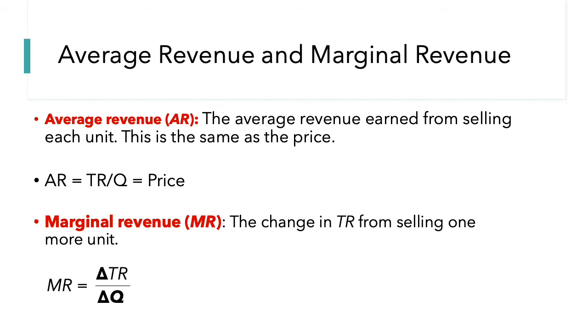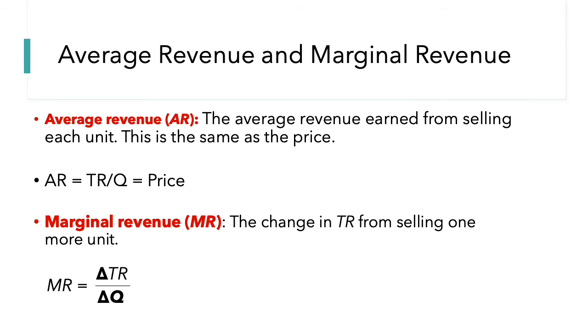A few more definitions of revenues. We have average revenue. Average revenue is just another word for price. This is the average revenue earned from selling each unit, so same as the price: total revenue divided by quantity. Remember, total revenue was just price times quantity. So if you solve for price, you actually get the average revenue, which is total revenue divided by Q.